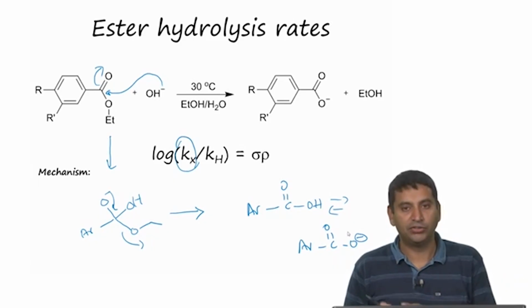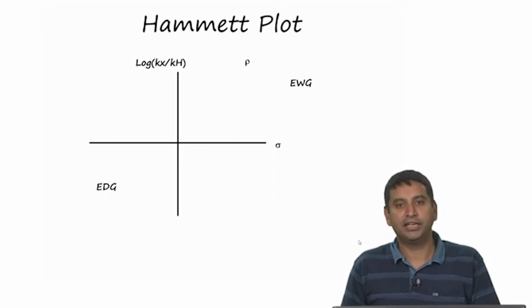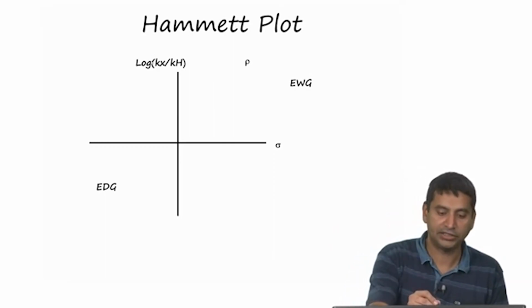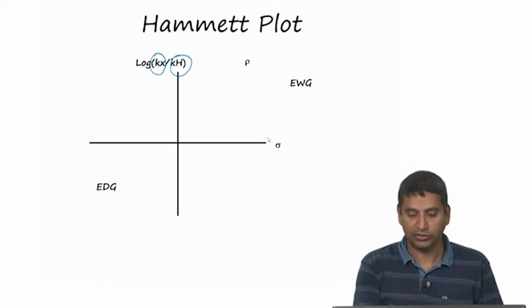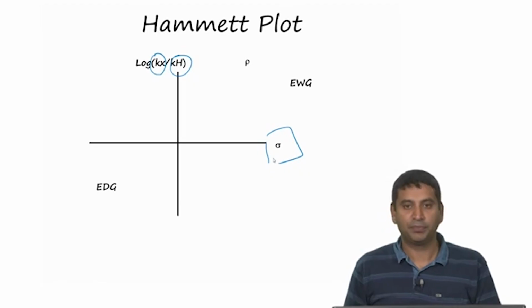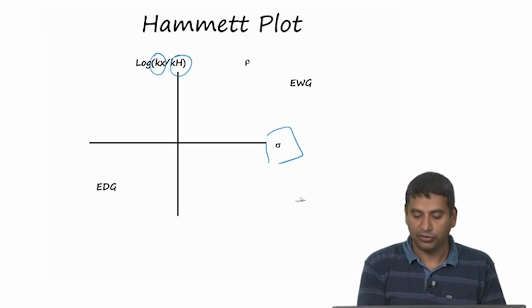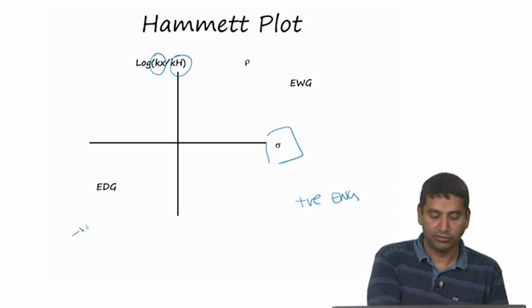So, what I need to do is to determine the rate constants of the reaction and then study what happens when I change the substituent. Now, what we do is we take the log of Kx by Kh and then plot it versus sigma. This is how a typical Hammett plot would look. Keep in mind a positive sigma value means an electron withdrawing group, and a negative sigma value means an electron donating group.